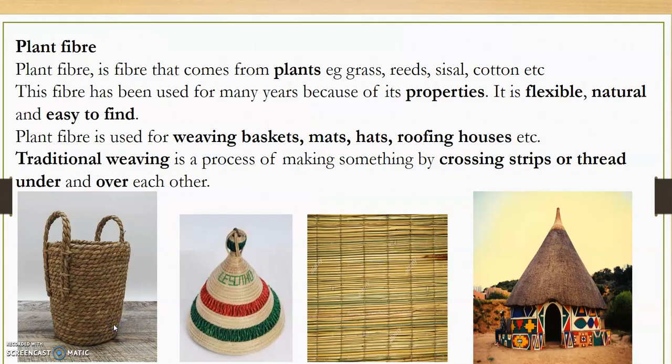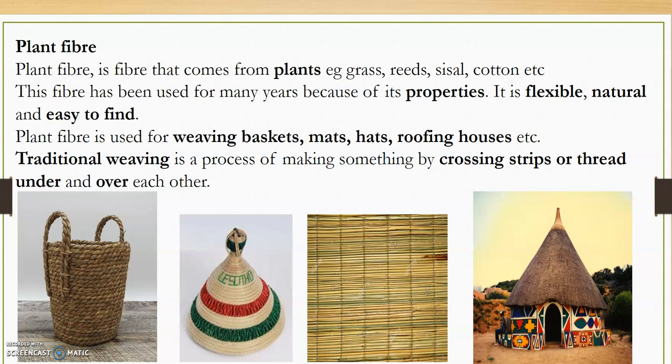All right, then we move on to plant fiber. Plant fiber is fiber that comes from plants, e.g. we've got grass, we've got reeds, we've got sisal, we've got cotton. There's lots more other plant fibers. This fiber has been used for many years because of its properties. Okay, so all these fibers here have been used for many years because of their properties. They are flexible, they are natural, and they are easy to find. So plant fiber is used for weaving baskets, mats, hats, roofing purposes, and so on.